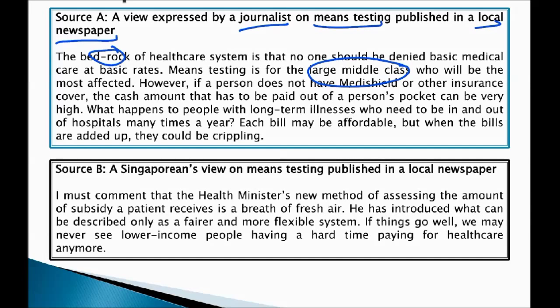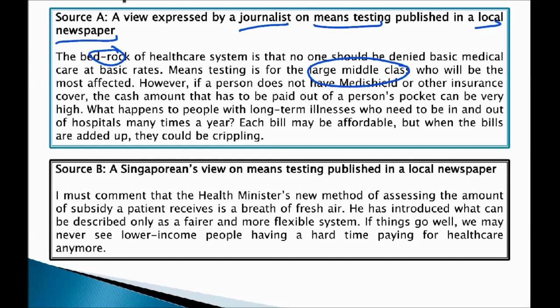However, let's move on. If the person does not have MediShield or other insurances, the cash amount that has to be paid out of the person's pocket can still be very high. So what happens to people with long-term illnesses? If this person has a long-term illness, and they have to be in and out of the hospital many times a year, each bill may be affordable because of means testing, but when the bills are added up, they could be crippling. So is this source saying that means testing is effective or ineffective? Figure it out first.